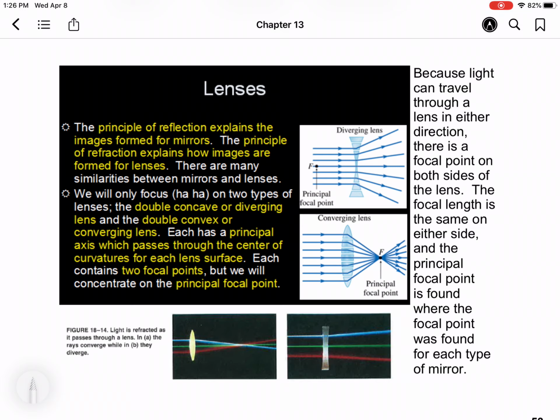But what you should notice is that since the light travels through the lens, we're going to have a focal point on both sides. For this lens, there's a principal focal point here and also one over here. Same with this lens, there's a principal focal point over here and a secondary one over here. So there are focal points on both sides. Remember, the light is always going to travel through, it's refracted.